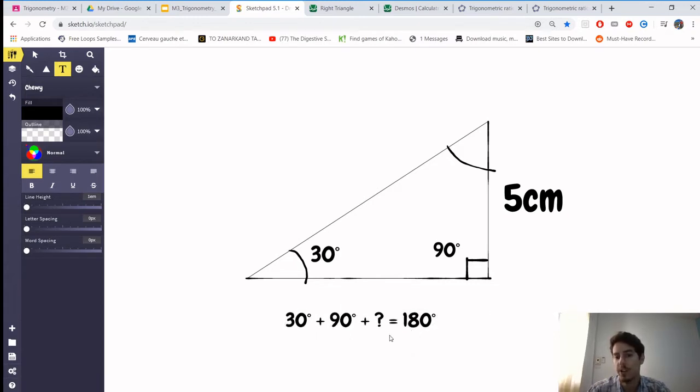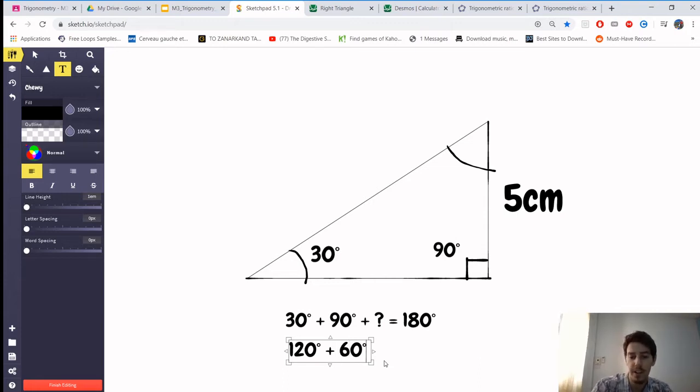So how much is the missing angle? 30 plus 90 is 120 degrees. How much do we need to make it to 180 degrees? We need 60 degrees, right?